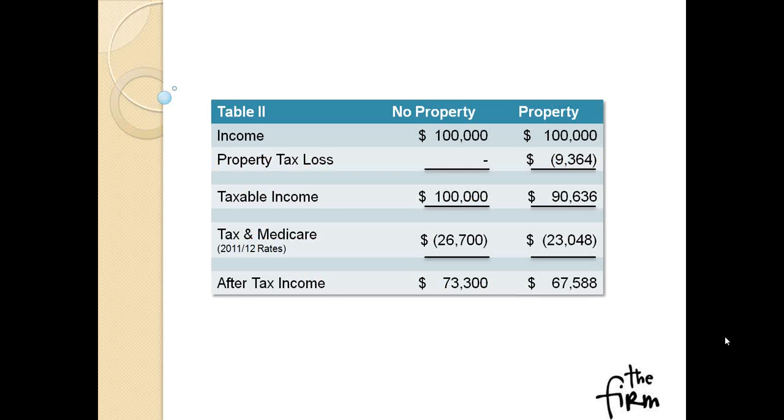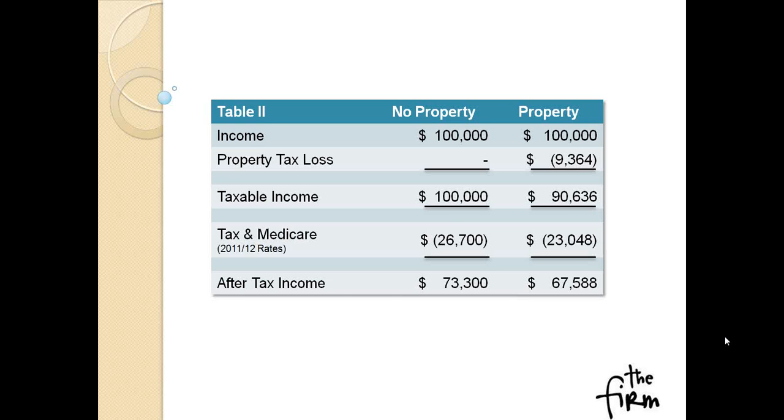Once again, the easiest way to explain this is with an example. As you can see in the left-hand column, there is Ashley's tax position without a property. He has $100,000 worth of salary income, no deductions, so his taxable income is $100,000. Ashley pays $26,000 tax on this $100,000, which means he's left with $73,300.